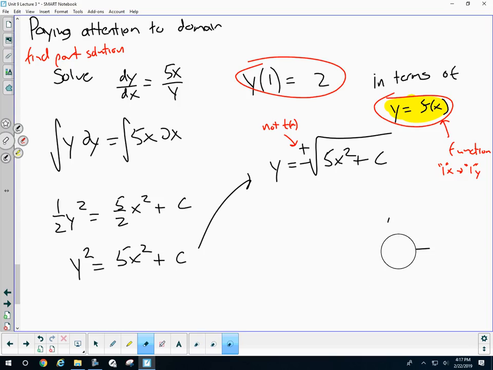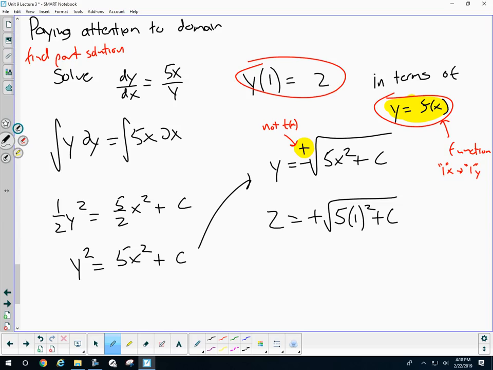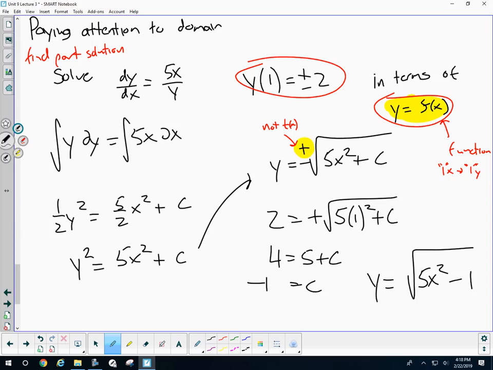What that means, and what we need to be careful of, is that since I just want the function, and since y of 1 is 2, I'm only going to want the positive side of this square root. So when I plug in 2 and 1, I'm going to get a positive root 5, 1 squared plus c. And I'm going to solve for c, square both sides, subtract 5, and I get c is equal to negative 1. Well, that means y equals, and just the positive, root 5x squared minus 1. This means when I plug in 1, I'm only going to get positive 2, not plus or minus 2. It's just positive 2. Okay?